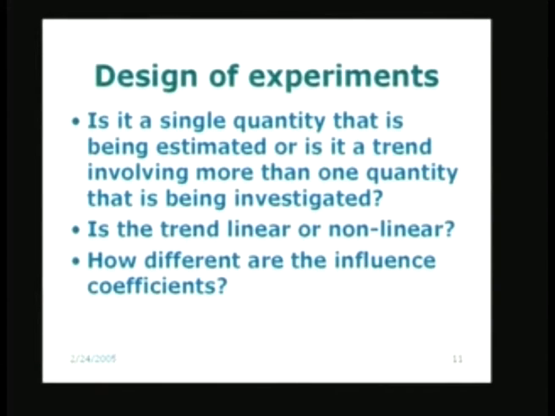Then we would like to ask the question, how different are the coefficients, the influence coefficients? That means if you have a relationship or trend between two variables or more than two variables, we would like to ask what the importance of each one of these is. This can be important even in a manufacturing problem. For example, in the case I gave, the surface finish may depend on two factors, the speed of the machine and the depth of cut. It may be more influenced by one of them and less influenced by the other.